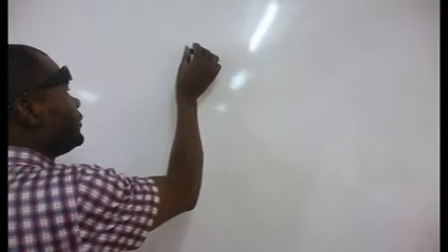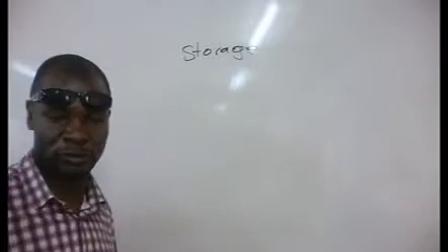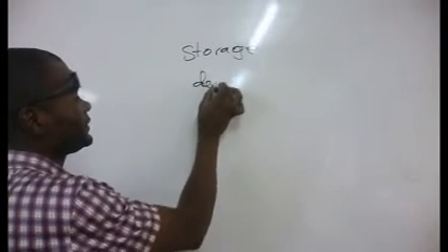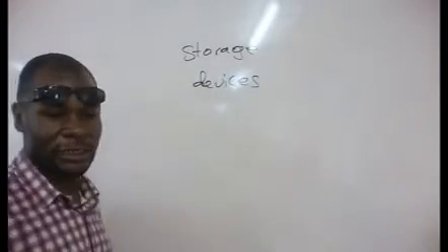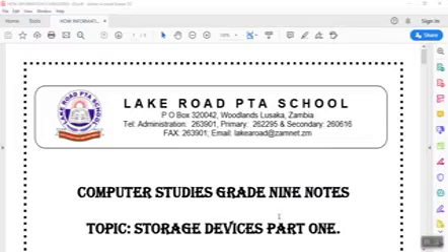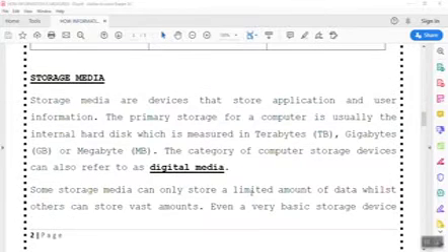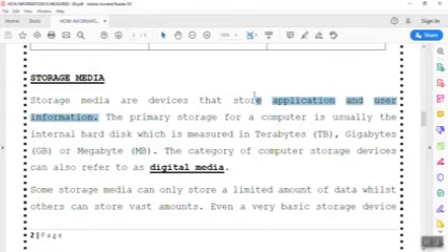And from where we ended last time, I sent the notes via the school website, and those are the ones that I want to explain about storage devices. What are storage devices? Looking through the notes that I gave you, we define storage devices as follows. Major devices that store application and user information. So the two words that are coming out here are application and user information.